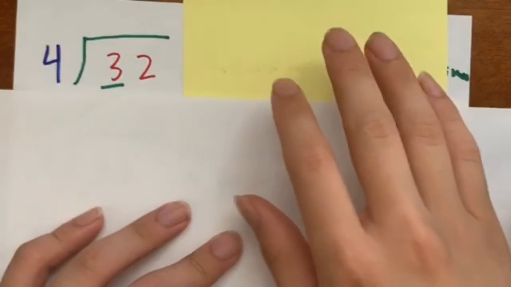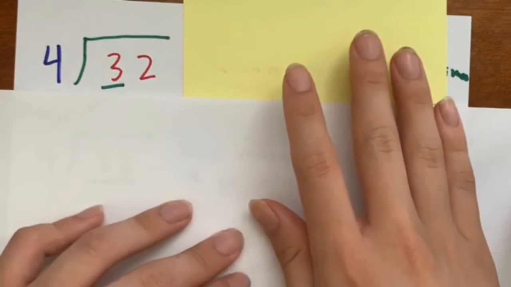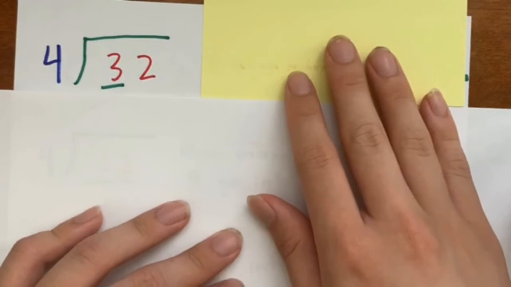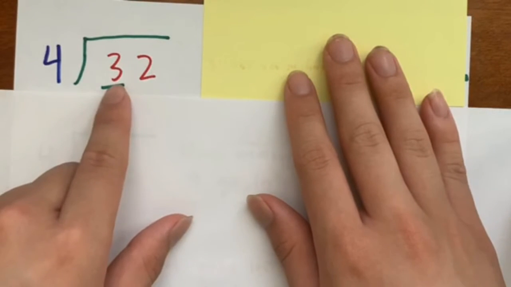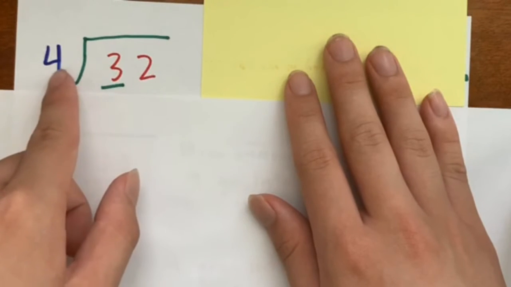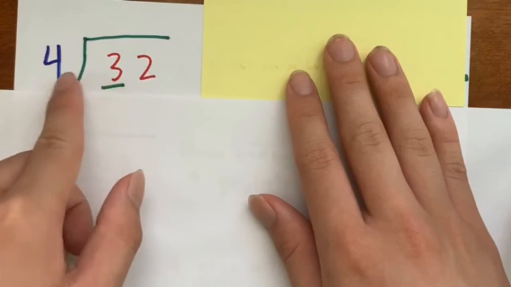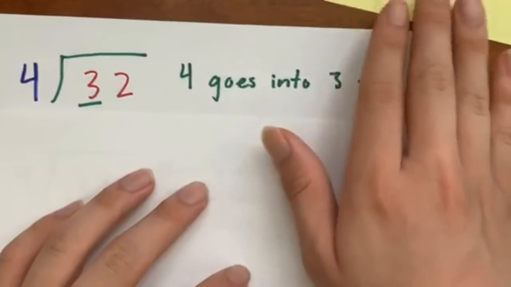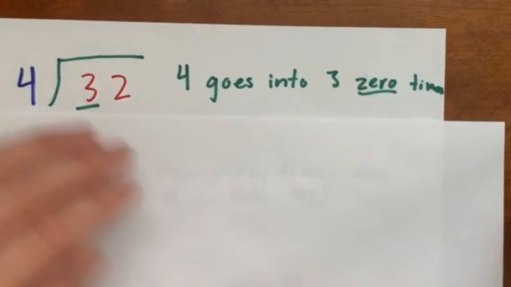Now let's look at another scenario of long division. Let's say we wanted to do 32 divided by 4. The first step in long division is to look at the first number underneath this symbol and see how many times the divisor goes into that number. Well, 4 is greater than 3, so 4 goes into 3 0 times.